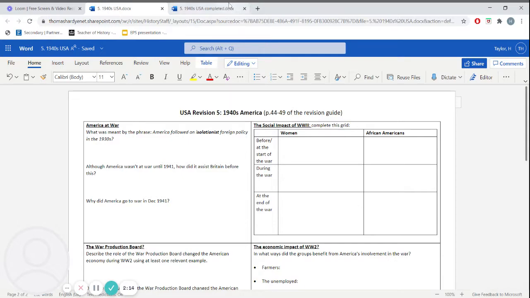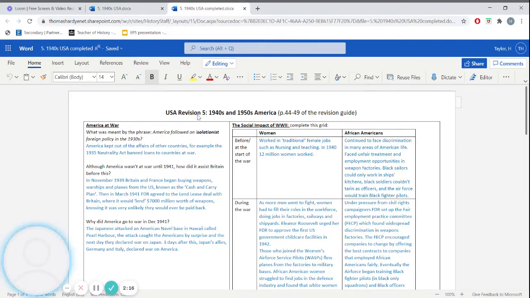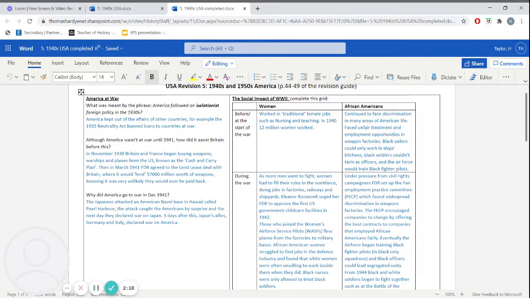All right, so welcome back. We'll get on to the completed version here. So we'll start off with this one. So this is America at War.